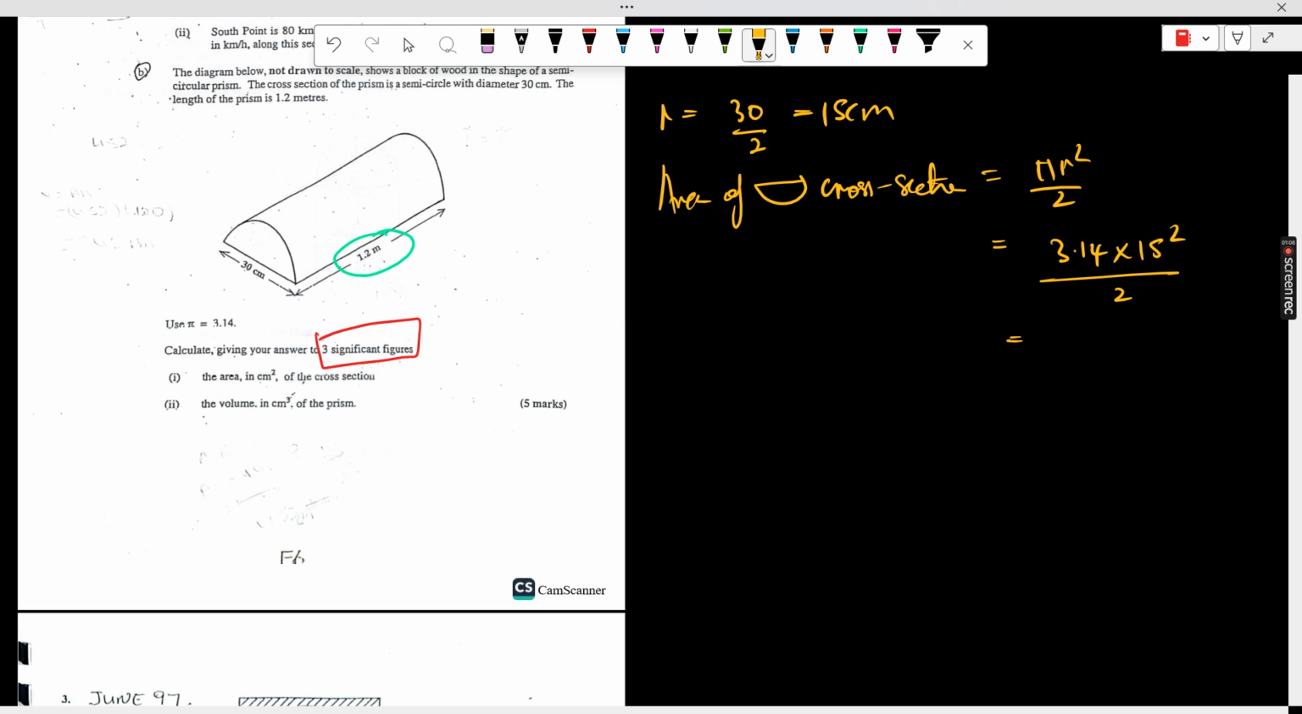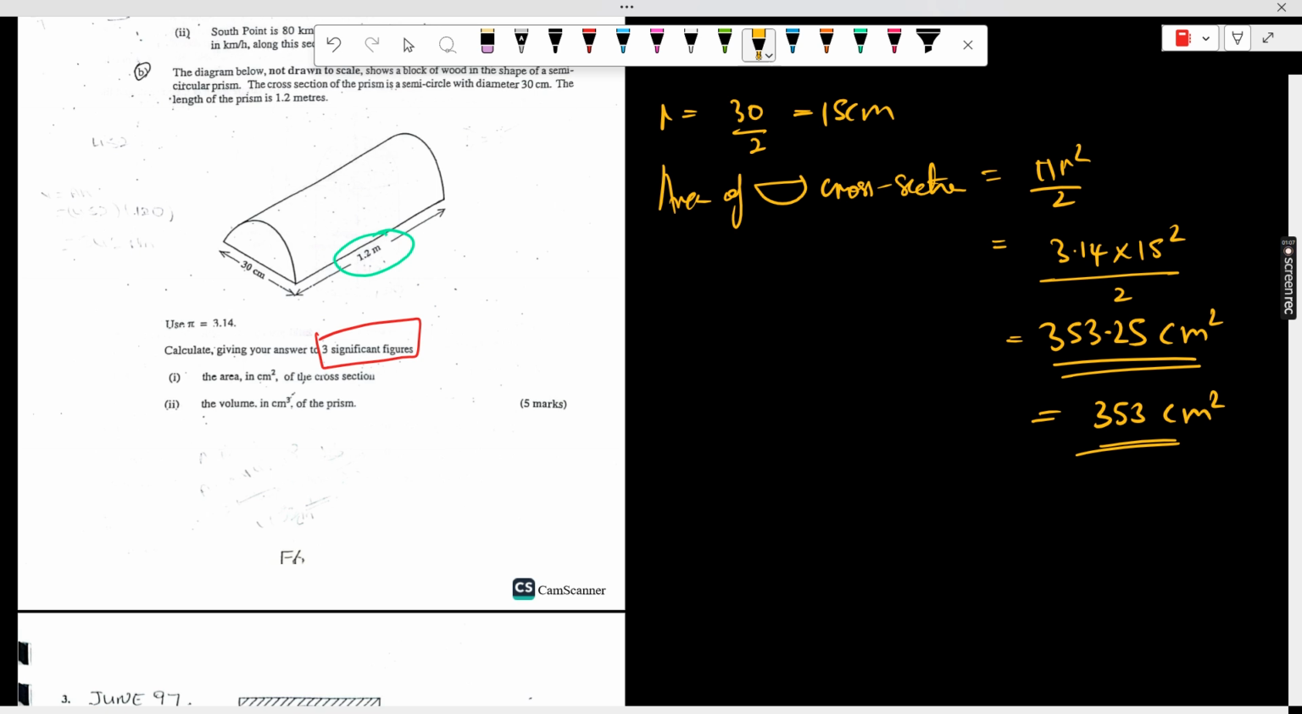So 15 squared times 3.14 times 0.5. What does that give you? So this is actually equal to 353.25 centimeters squared. So Kamari, how many significant figures are in this number? Five, sir. Five. So what is this number correct to three significant figures? 353 centimeters squared. Okay? And if you need to review significant figures, you can do that.